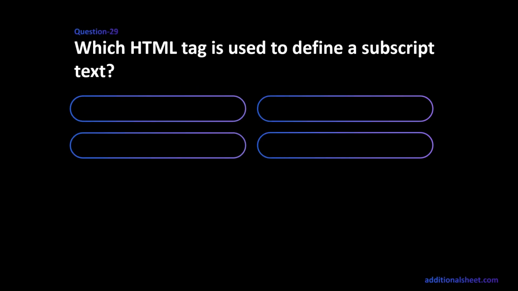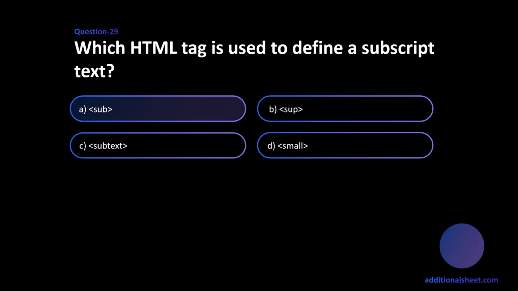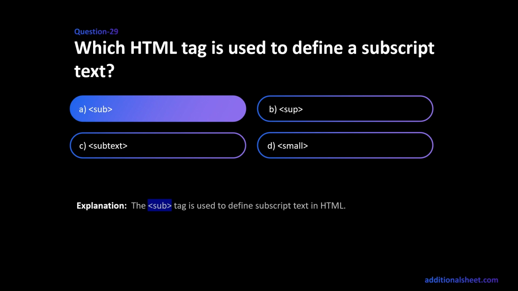Q29. Which HTML tag is used to define a subscript text? Options are: A. Sub, B. Sup, C. Subtext, D. Small. The correct answer is option A. The sub tag is used to define subscript text in HTML.